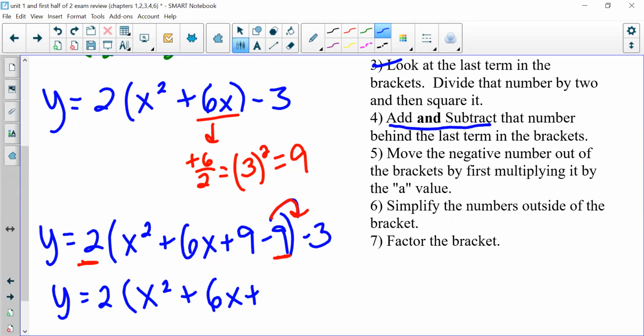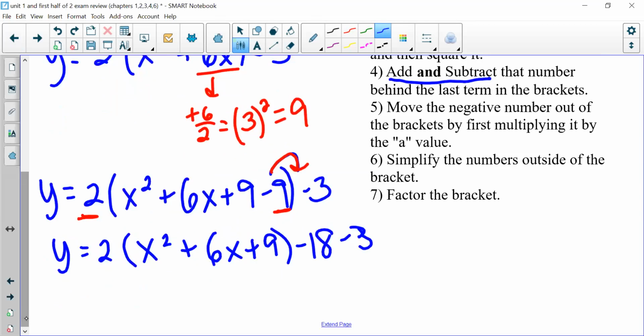Oh, I see. Okay. And then 3. Okay, now we need to simplify outside the bracket and factor the bracket. So what we just made was a perfect square trinomial. You guys know how to factor that. We did that in chapter 5. What does this bracket end up being factored?